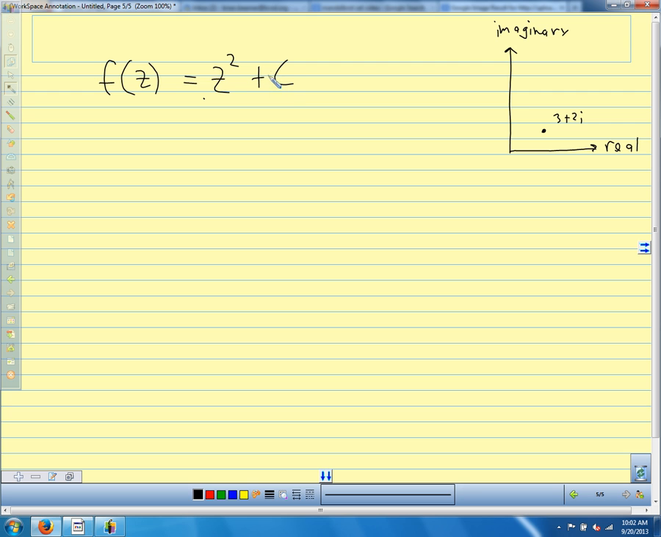C is just a constant. We take whatever we get out, plug it back into the function again. Square it, add a constant to it. Whatever that answer is, we plug it back in again. You keep doing that over and over and over. Every time you get an answer, you plug it back in.